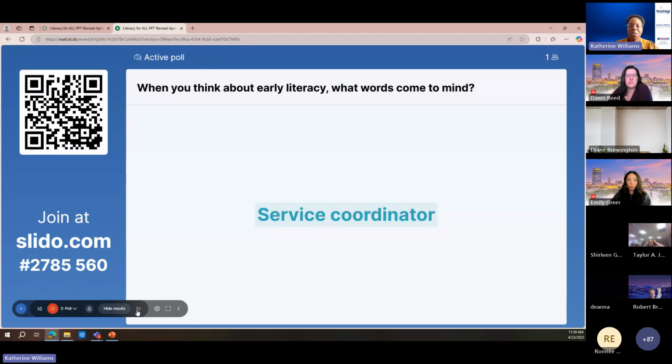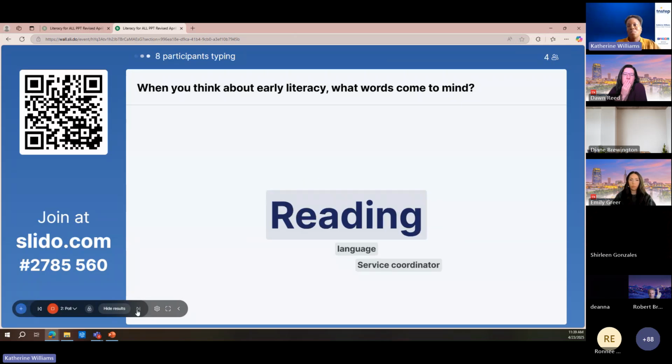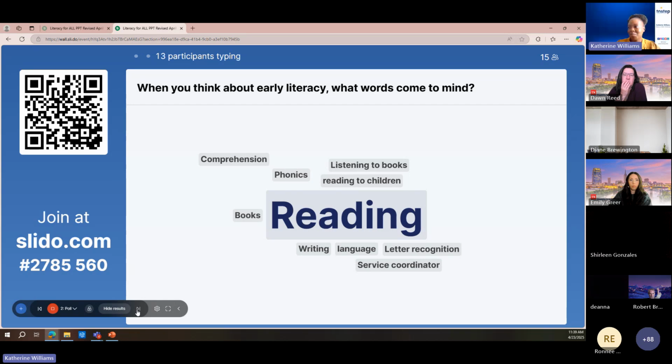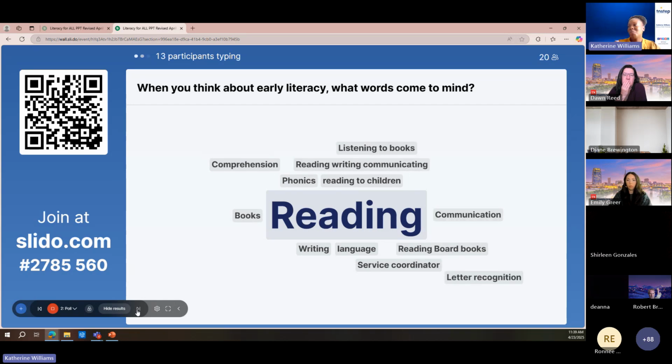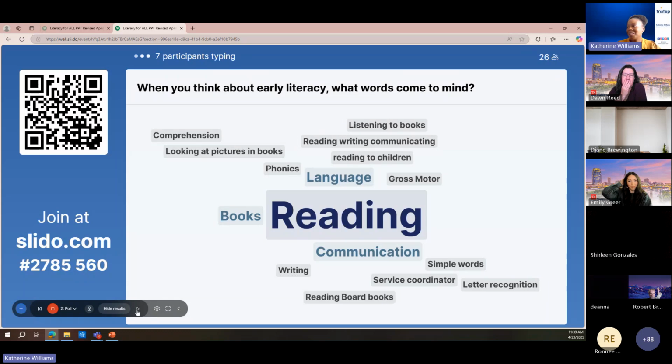Just type in a couple of words that might come to your mind when you hear the word early literacy. I know for me, right off the bat, I'm automatically going to think of reading, and then I might also think about communication as my next one. So definitely reading is a big one. Listening to books, language, that's great. Writing, yep. Comprehension, phonics. You all are touching on a lot of things that we are already going to be talking about today. I'm very excited about this.